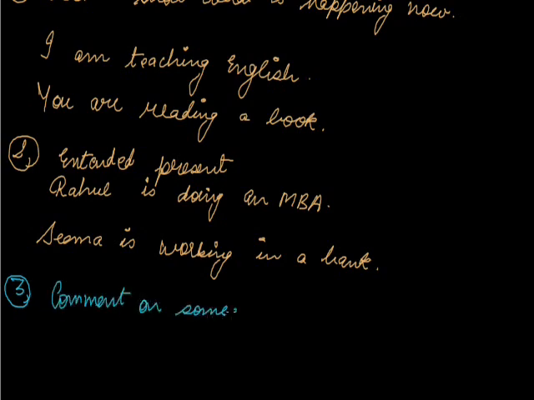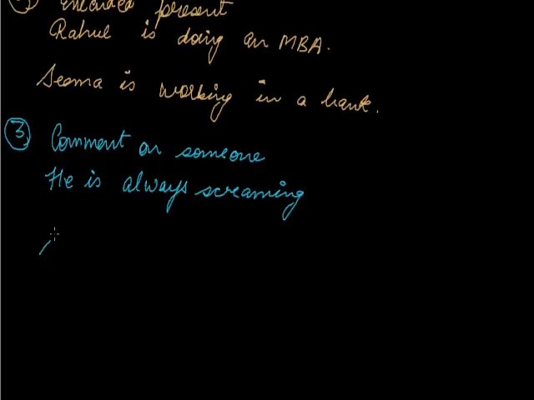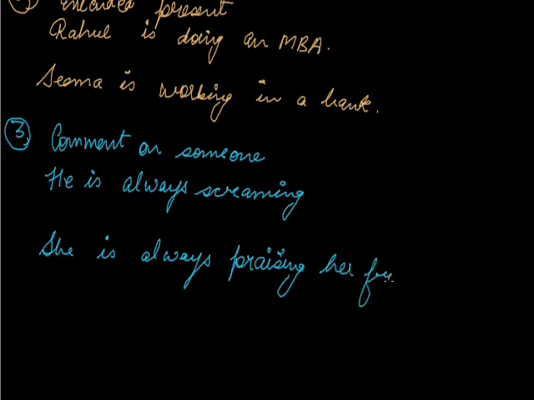When you usually don't like the habits of people, or you are getting irritated by those habits, we use present continuous tense. For example, he is always screaming. She is always praising her friends. So these are the things when we are commenting on someone, we can also denote it by present continuous tense.